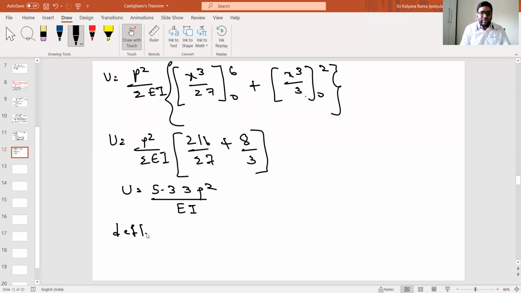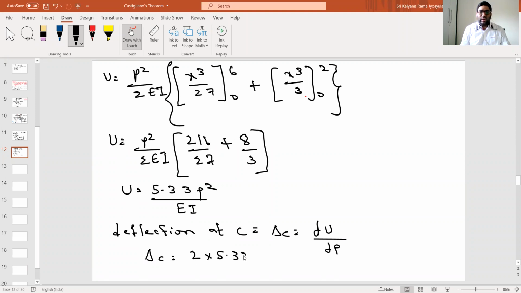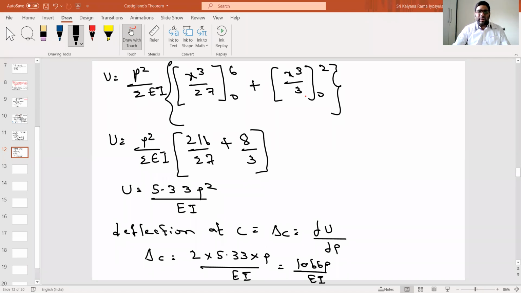Now deflection at C, delta C, is equal to the partial differentiation of strain energy with respect to the applied load. So delta C is equal to, see here, 5.33 into P square, so 2 into 5.33 into P by EI, that is equal to 10.66 P by EI. And what do we know?